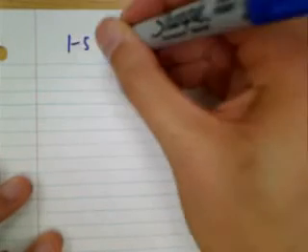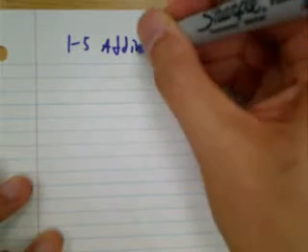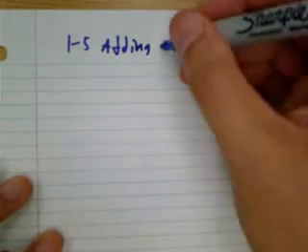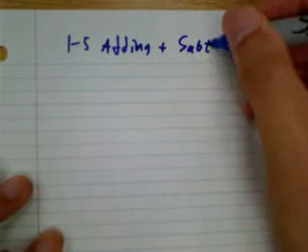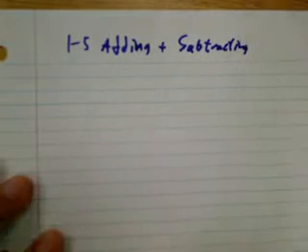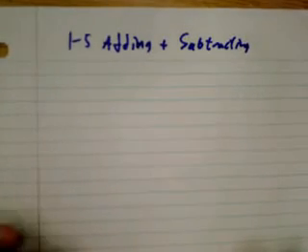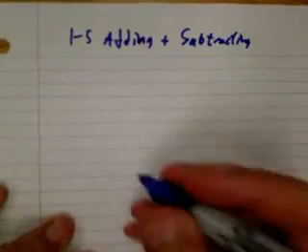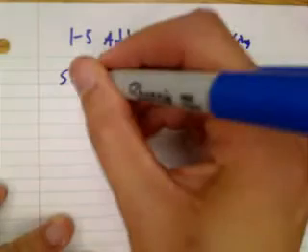Alright, let's look at 1.5, adding and subtracting, and it's not just your basic, of course, adding and subtracting. Adding and subtracting all kinds of different numbers. So adding and subtracting, let's see. I'm going to divide this up into a couple categories. Let's say the same sign.